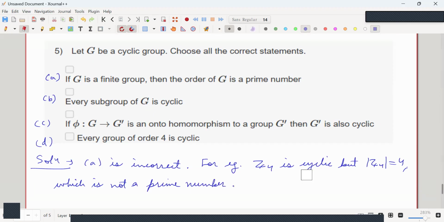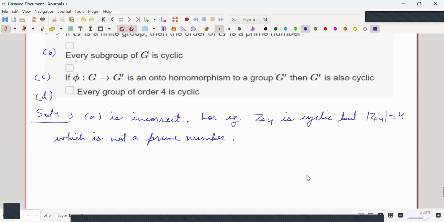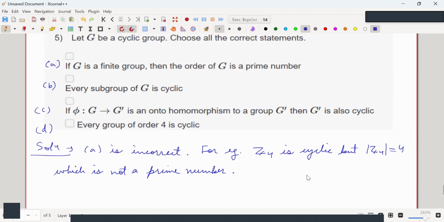What about the second part? Every subgroup of G is cyclic. This is true, but I don't know how to prove this offhand. Let's see the proof then.